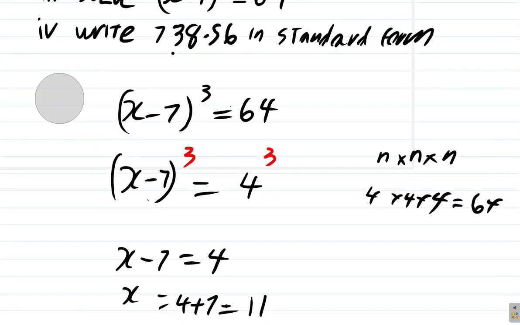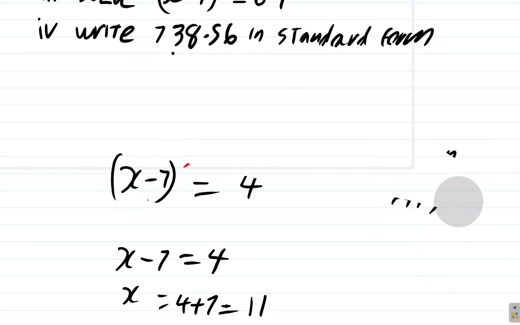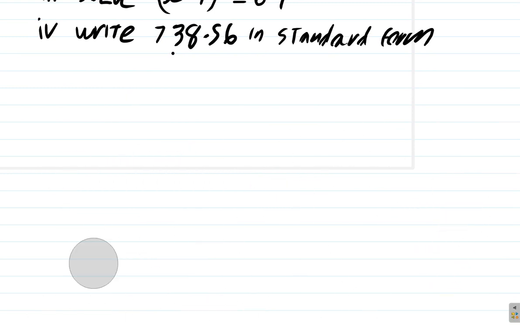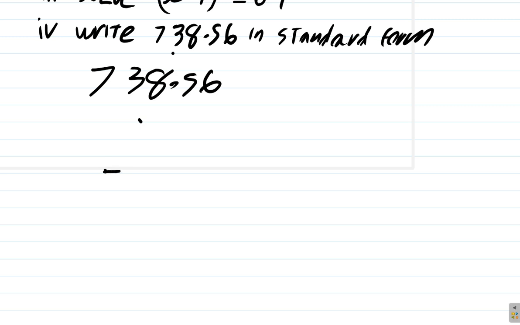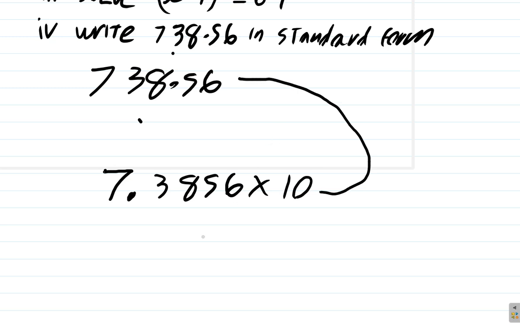Alright, let's look at part 4 of the question. Here, we must write 738.56 in standard form. You know that in standard form, you're going to have, as you look from left to right, first non-zero digit, the decimal point, then the other digits. Then you will multiply by 10 raised to a power. This number should be equal to this number. Both of them should be equal.